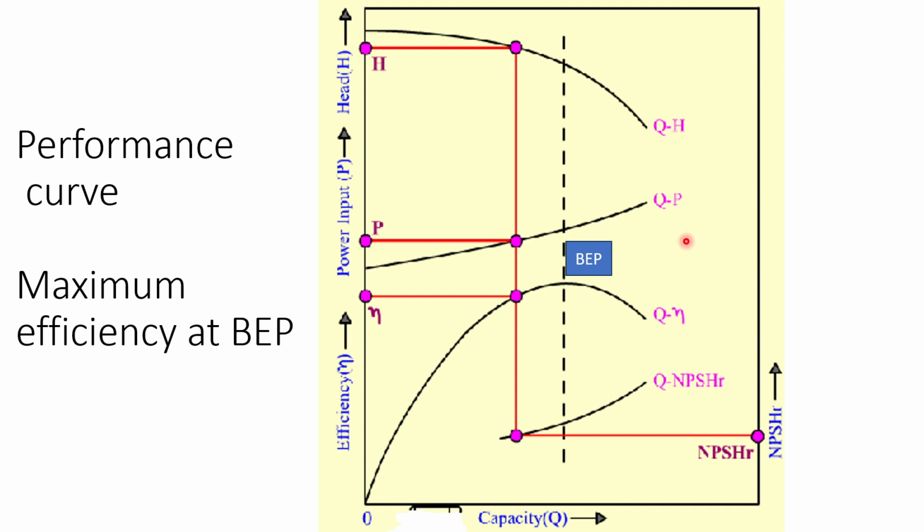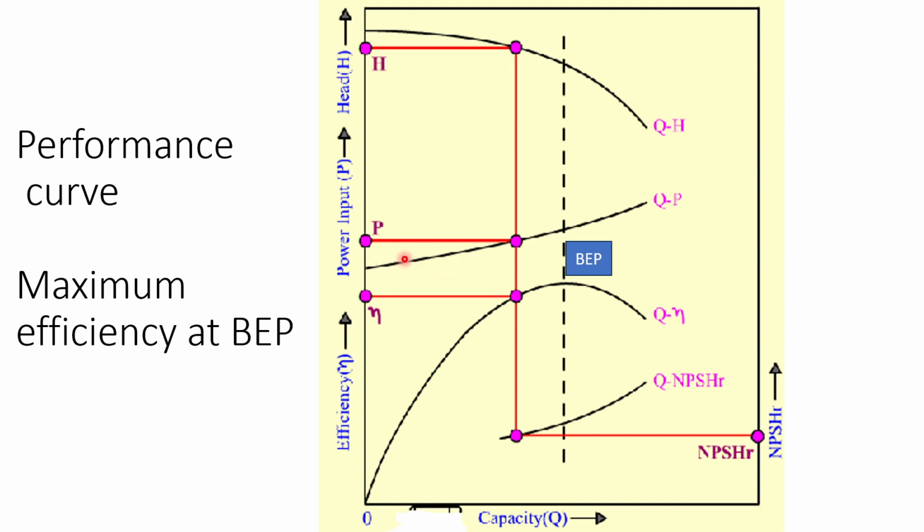In this slide, we are able to see the performance curve of a centrifugal pump. The horizontal line shows the flow, Q. This curve is showing the efficiency of the pump. We can see that as the flow increases, the efficiency goes on increasing till the best efficiency point, and then it starts dropping. This line shows the power input to the pump.